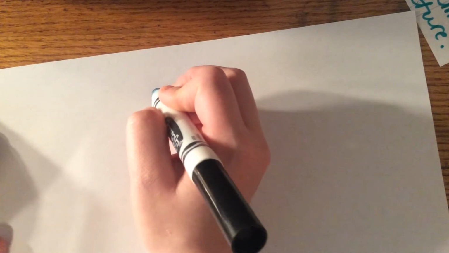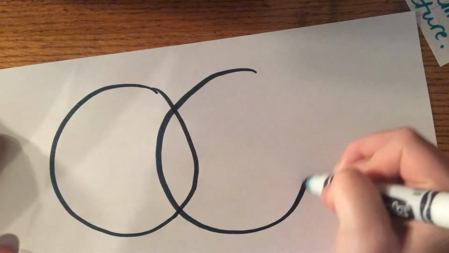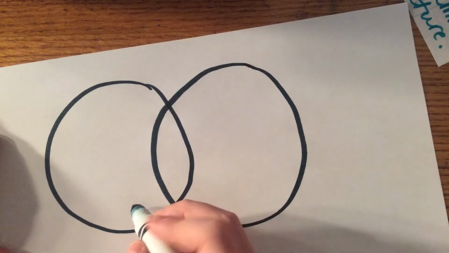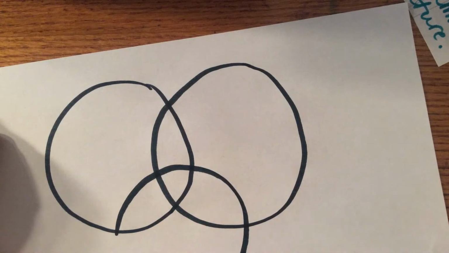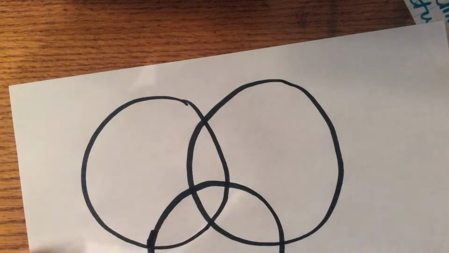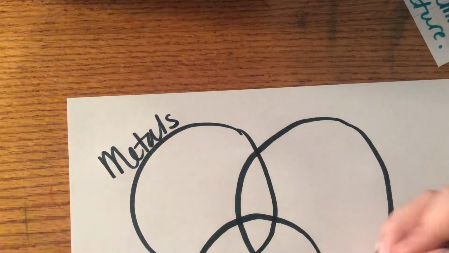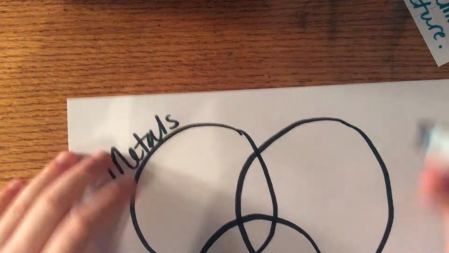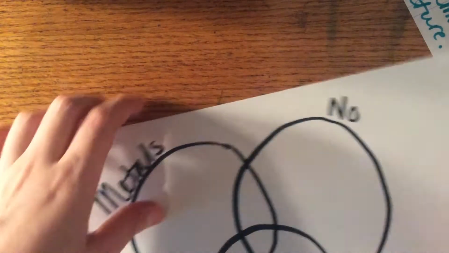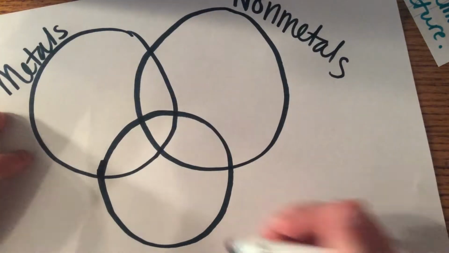Start with a circle in the top left corner. And now make sure that the circle overlaps and draw a second circle. And now we will draw a third circle overlapping both of the circles. So just make sure that there are separate sections for each part. Now, what we're going to do is label them. So this will be metals. This will be non-metals. And this will be metalloids.